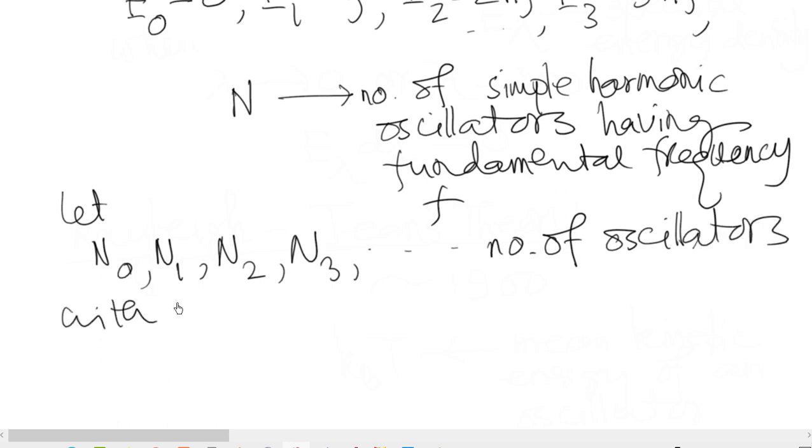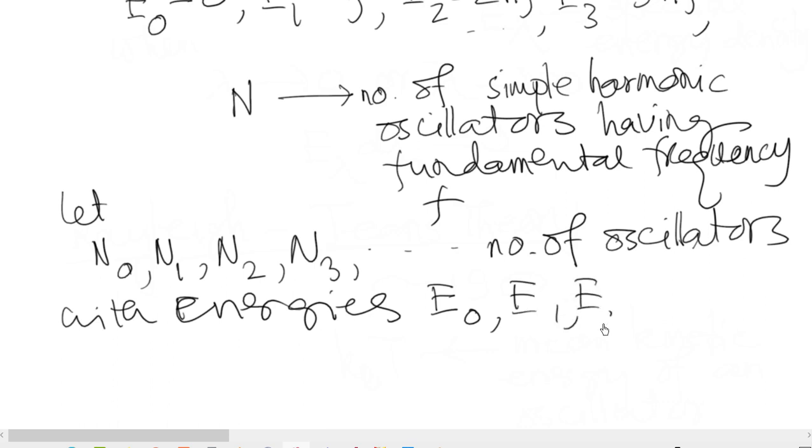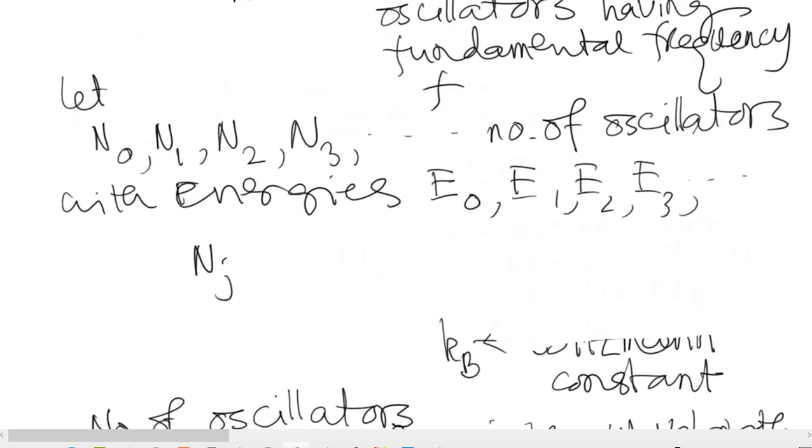with energies corresponding E0, E1, E2, E3, etc. and then the number Nj having energy Ej can be written as N0 e to the power minus Ej divided by kBT. This is the Boltzmann distribution law.